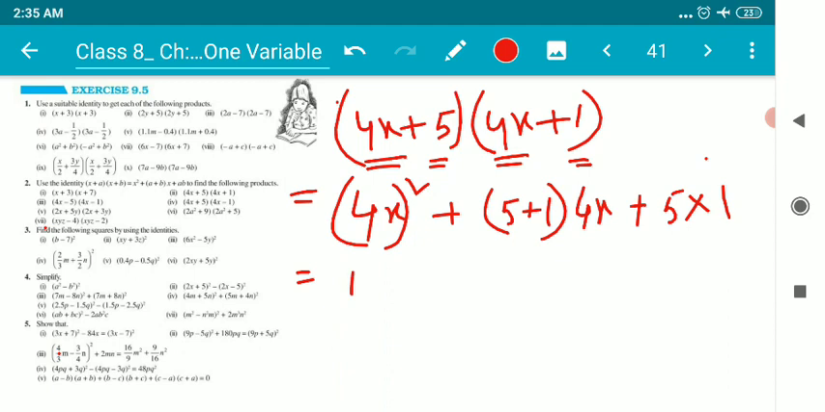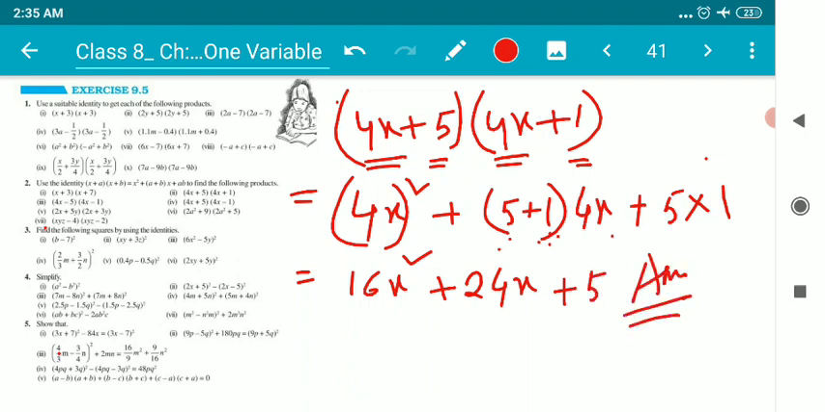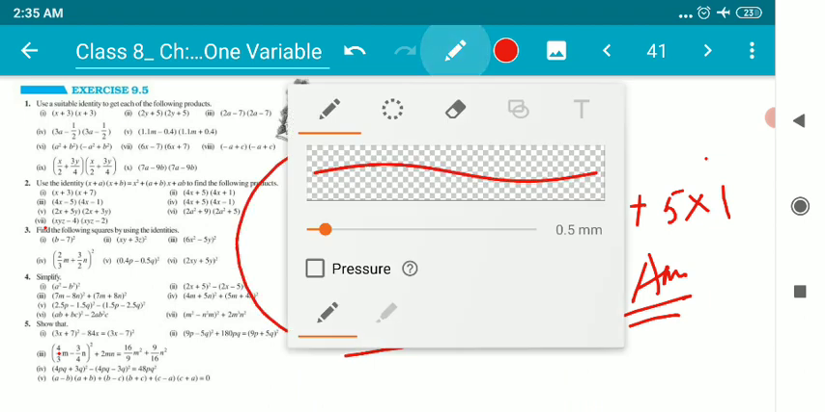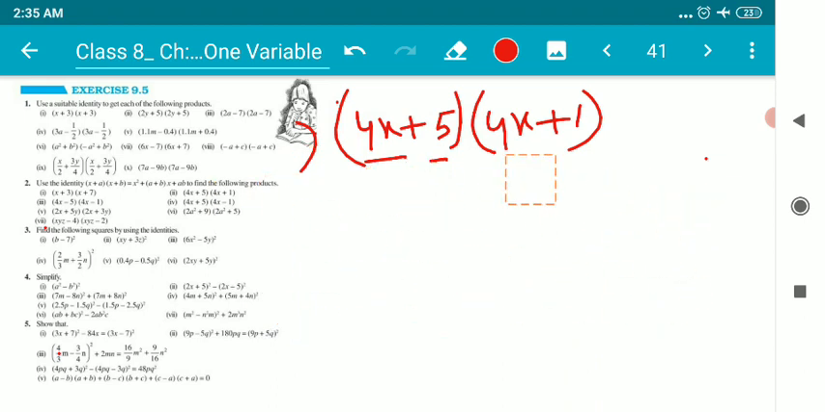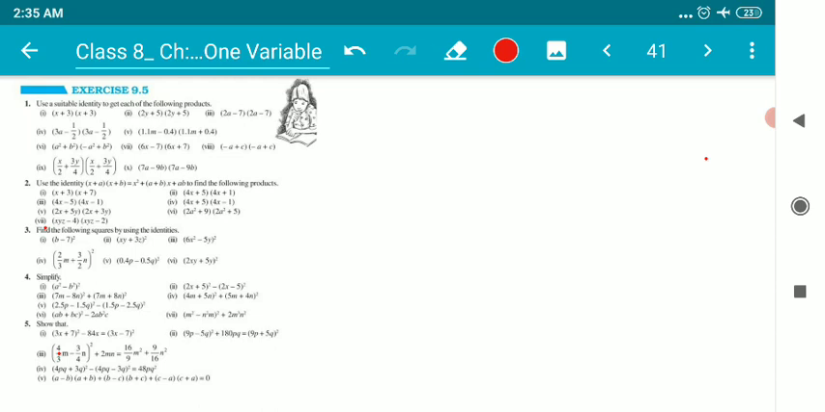4x whole squared means 16x squared, plus 5 plus 1 is 6, into 4x is 24x, because 5 plus 1 is 6, and 6 into 4 is 24, with x beside it. So 24x plus 5 ones are 5. That is our answer. We cannot break it further. If you break it further, the question will be returned as the answer. This is why we have to leave the answer like that only.